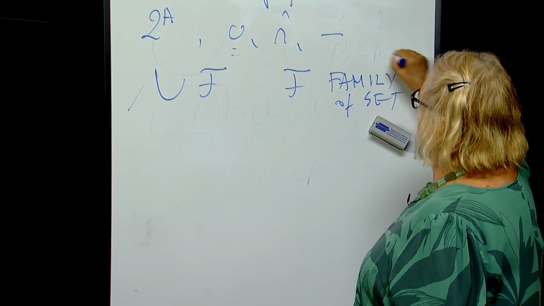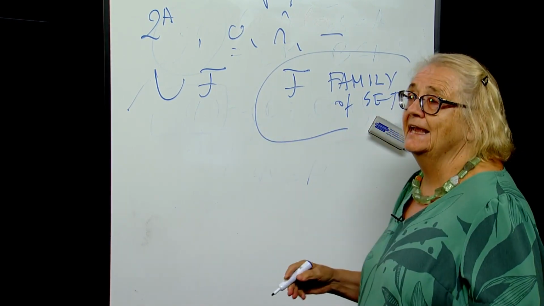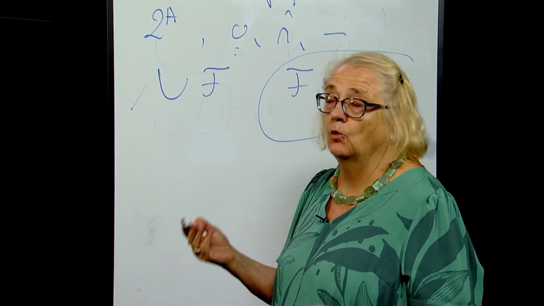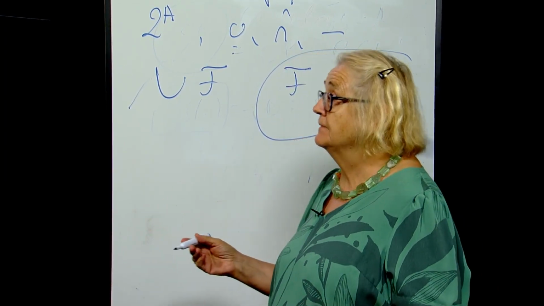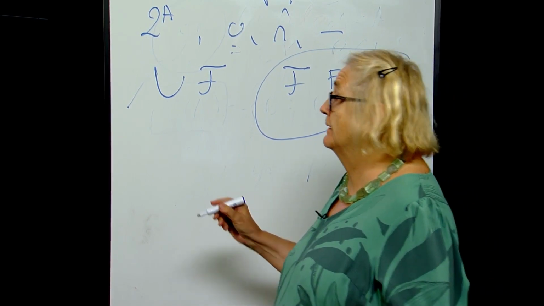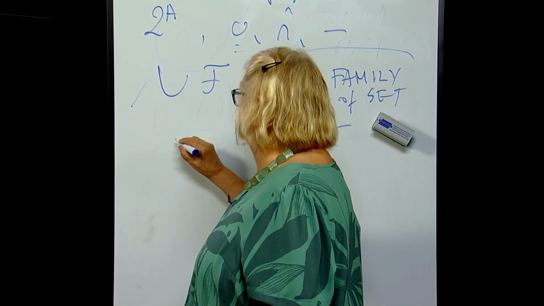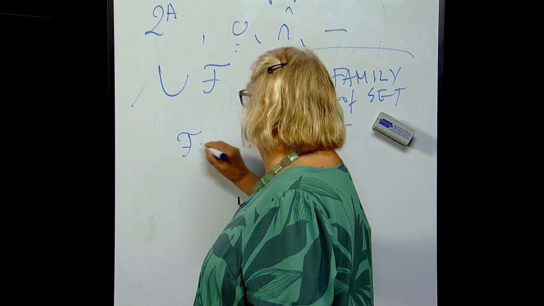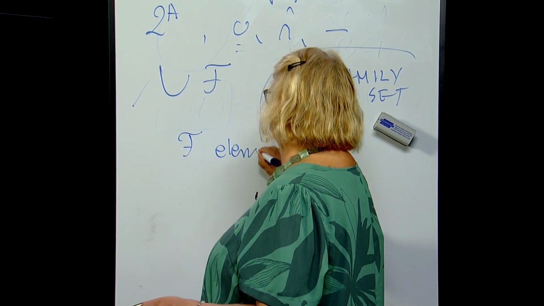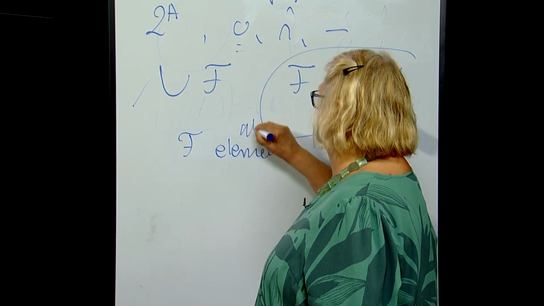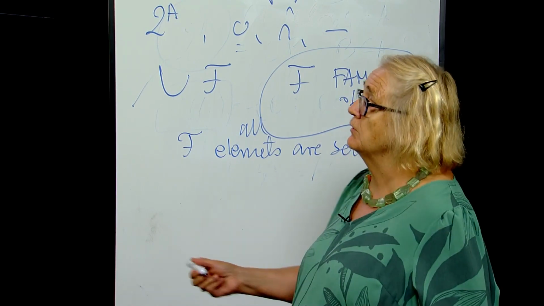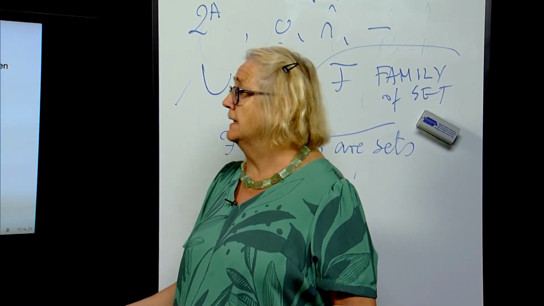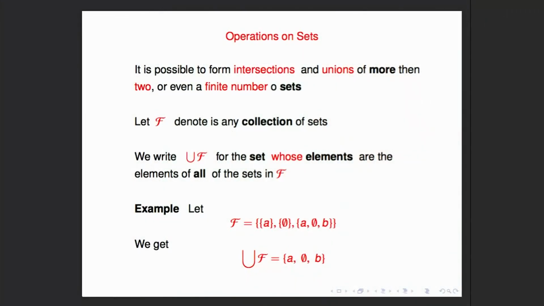It means that a family of sets is a set whose elements are sets. So F elements, all elements are sets. We say also collection of sets. And for the union, you don't know how many sets there are.